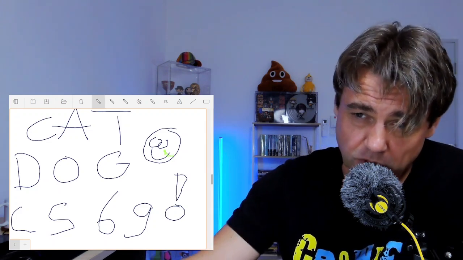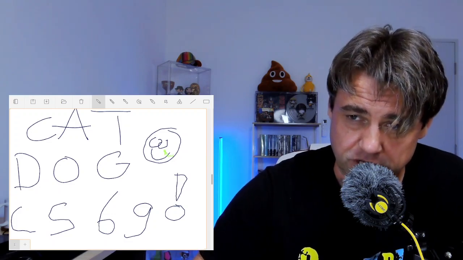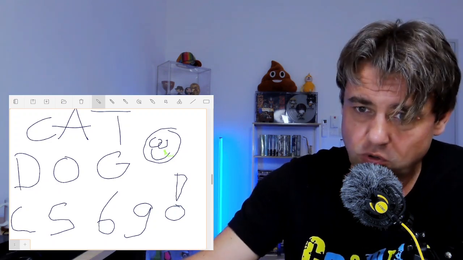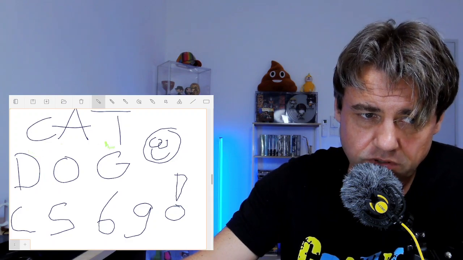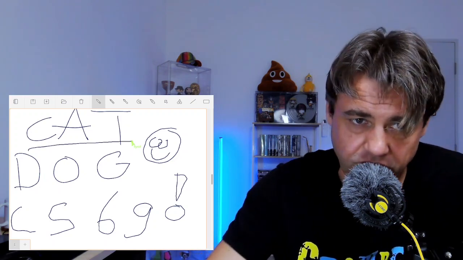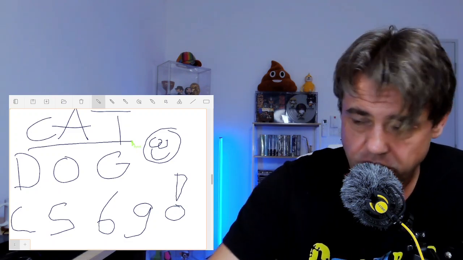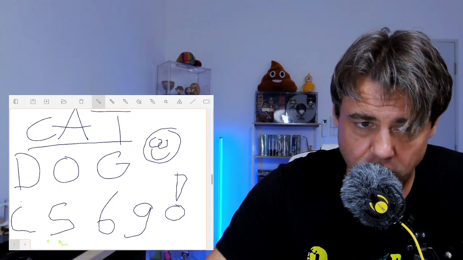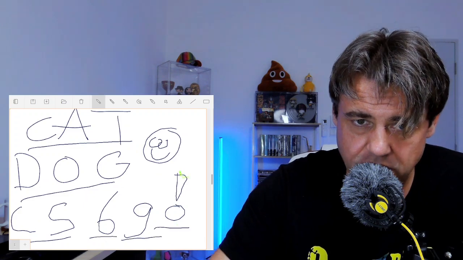Now, we are not going to dive further into how that representation in binary works, but one of the things we can already conclude here is that, for example, to a computer, the word cat is comprised of 3 characters, C-A-T. And these 3 characters need to be stored inside the computer. The same goes for dog, CS, 6 or 9, an exclamation mark, and this smiley.